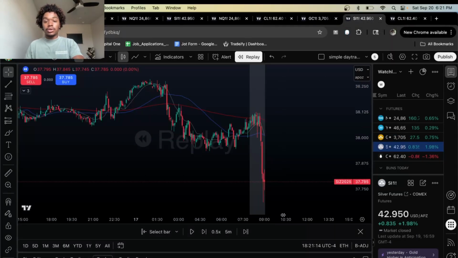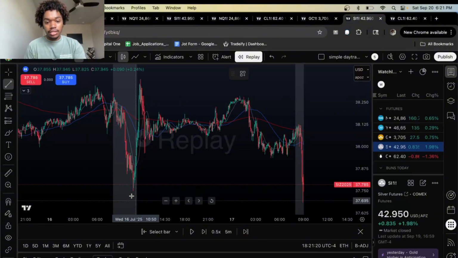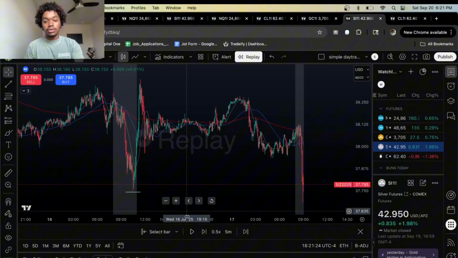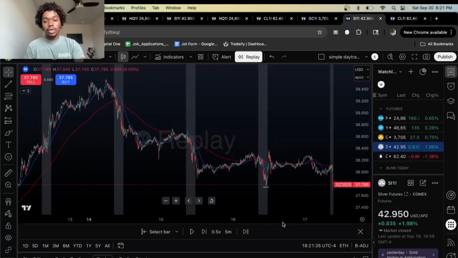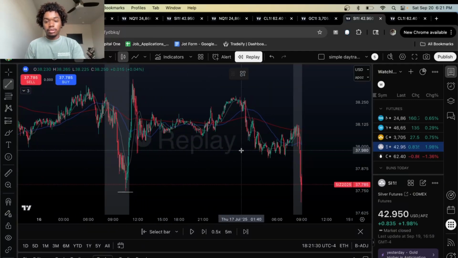All right. So here we also have another similar case, which is very similar to this NAS setup. So I want y'all to see the difference. Here, it broke this low. You know what I'm saying? We are going down. It broke this low. Broke these lows. But I wanted to see it break this low.